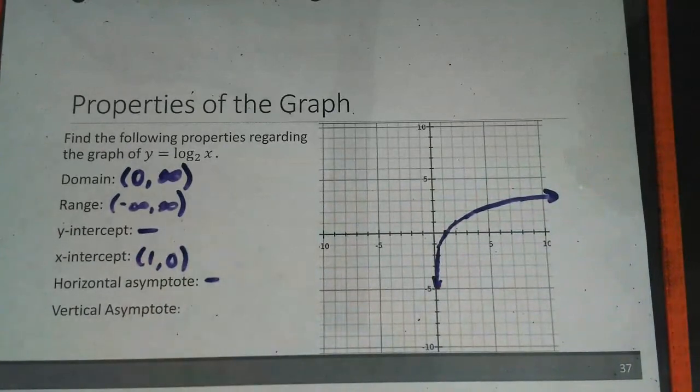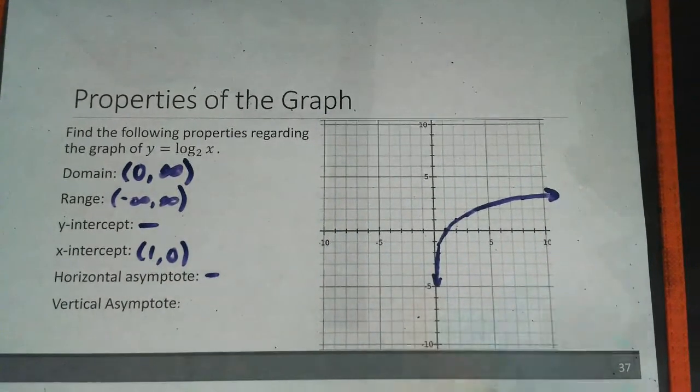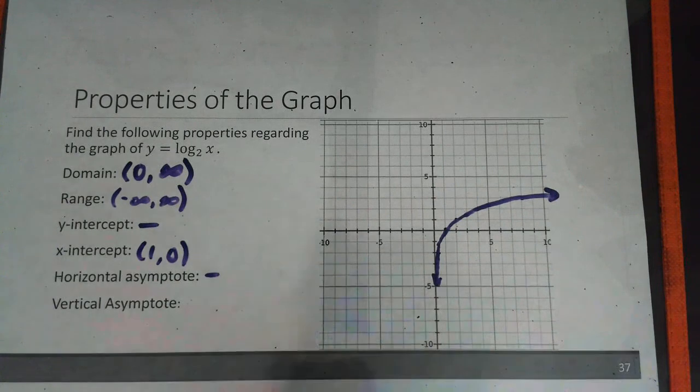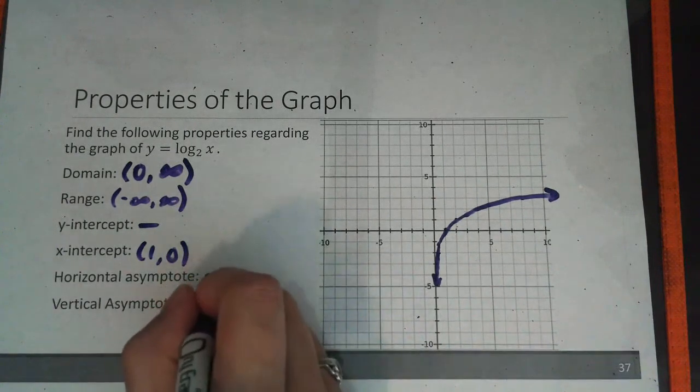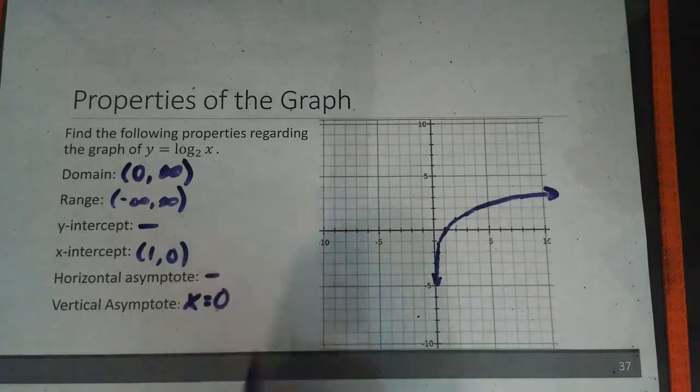Vertical asymptote, on the other hand, is going to be that vertical line that we get really close to. And that's going to be our y-axis. It's a vertical line, so if we think VUX HOY, vertical lines have an undefined slope. Their equations are x equals. And we're getting really, really close to x equals 0.